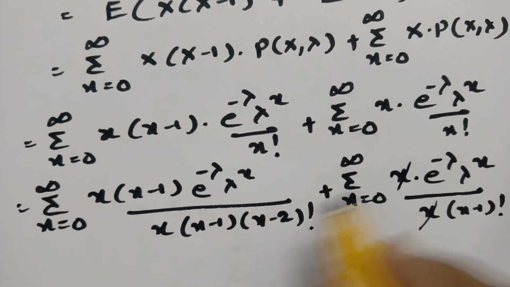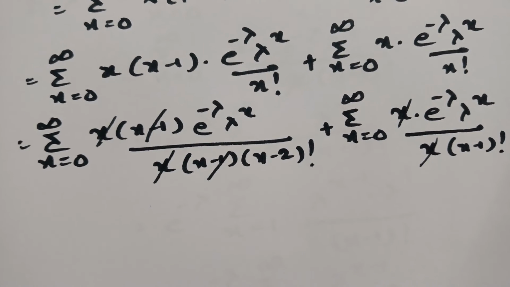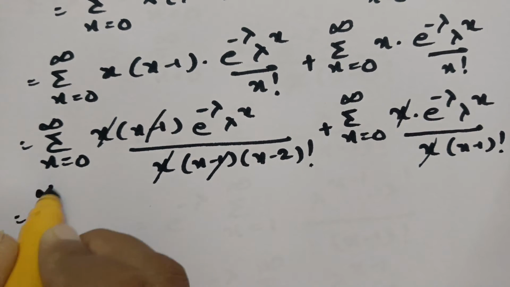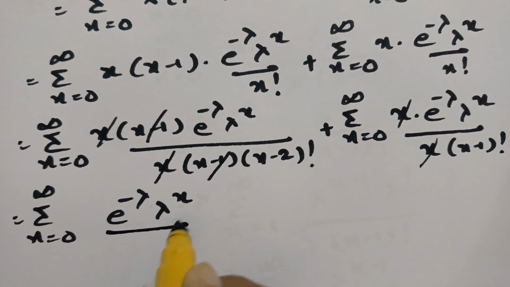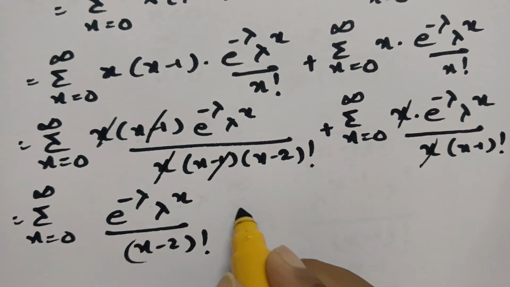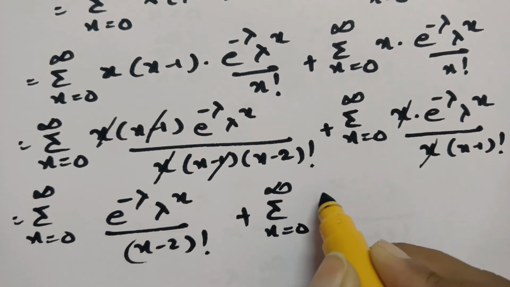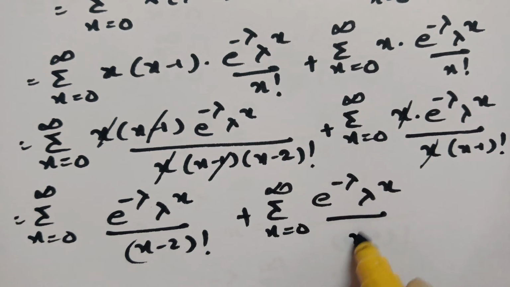Now I can easily cancel this x and x into x minus 1, and see what remains here. This is sigma x equal to 0 to infinity, e power minus lambda, lambda power x by x minus 2 factorial. And see here, this value is nothing but sigma x equal to 0 to infinity, e power minus lambda, lambda power x by x minus 1 factorial.